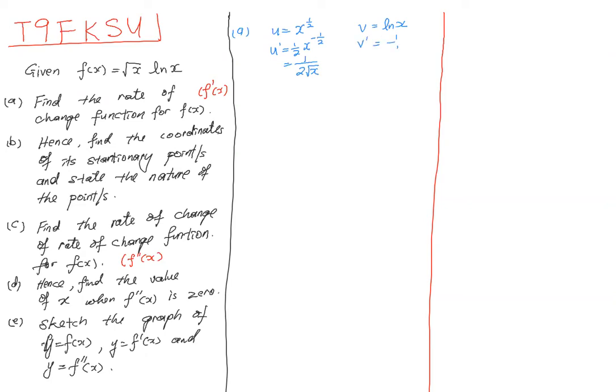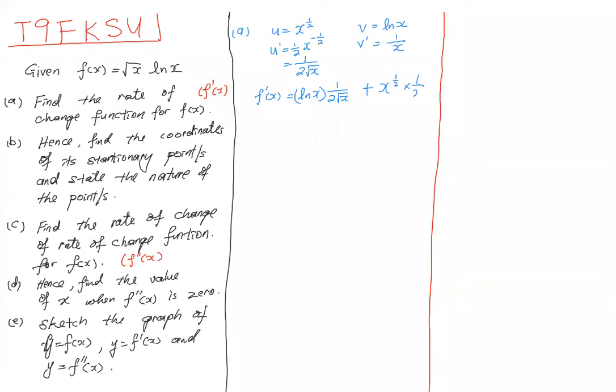is 1 over x. Okay, so we put into the product rule: f prime x equals v u prime plus u v prime. Okay, sorry, 1 over x. I went so fast, I simplify it.